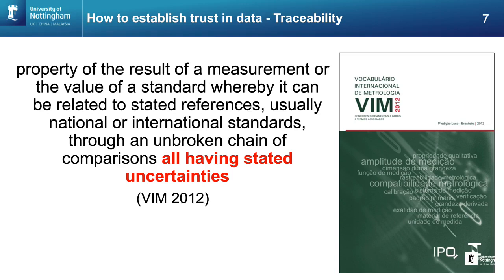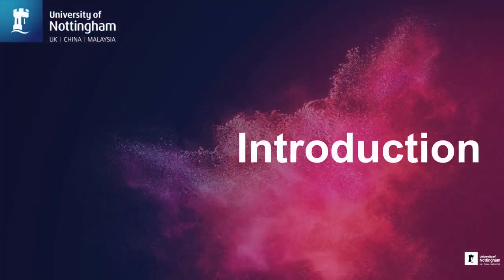The reason for that is that traceability is essentially a series of steps which are all comparisons, or sometimes called calibrations. Each of those comparisons must have uncertainties. We cannot compare two measurements unless we understand what the dispersion of those measurements actually is.